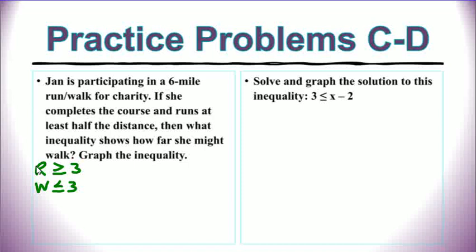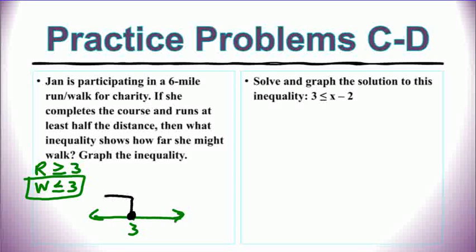Because if she runs 3 miles, then she has to walk 3 miles. If she runs more than 3 miles, she's going to walk less than 3 miles. So this would be our inequality. To graph it, put a 3 here. It has the less than or equal to, so filled in circle to the left.